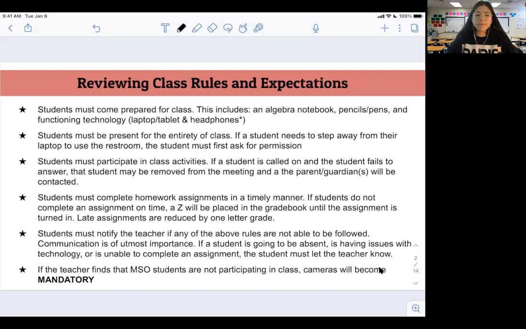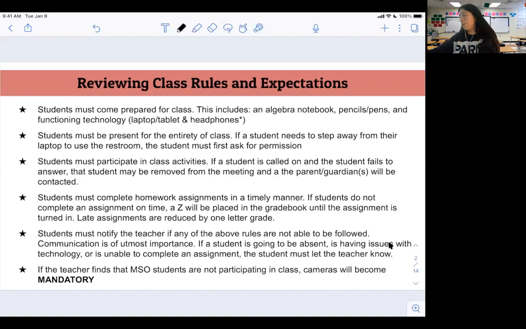Students must come prepared for class. This includes an algebra notebook, pencil, pen, and functioning technology, laptop, tablet, and headphones. Okay, so I put headphones here.